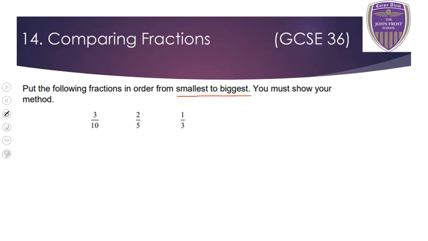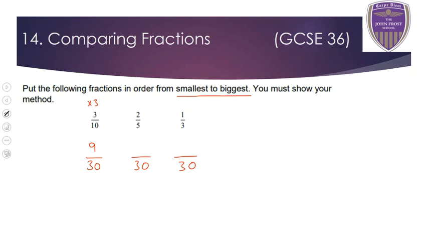So if you think of your 3, 5, and 10 times table, the smallest number that's going to work is going to be 30. So we're going to make the denominator 30 on each of these 3 fractions. So the first fraction, the denominator was 10. We've changed it into 30, which is by timesing by 3, because 10 times 3 is 30. So equivalent fractions, whatever you do at the bottom, you do the same to the top. So the new numerator should be 9, because that's 3 times 3.